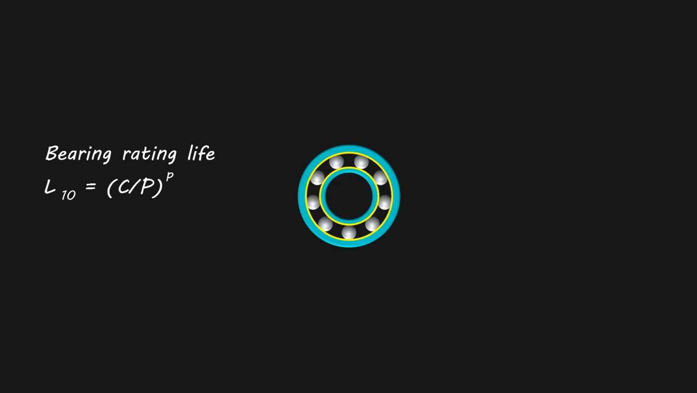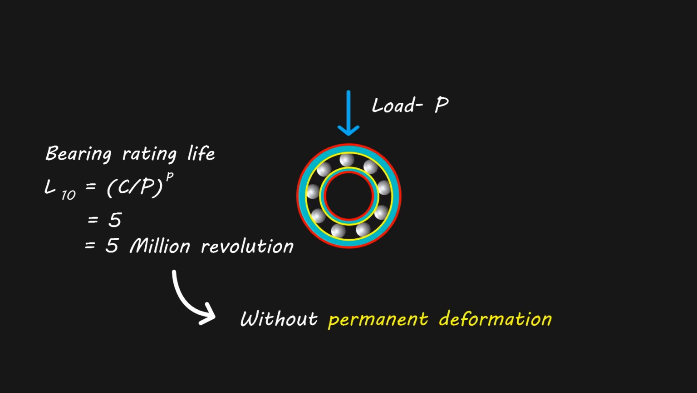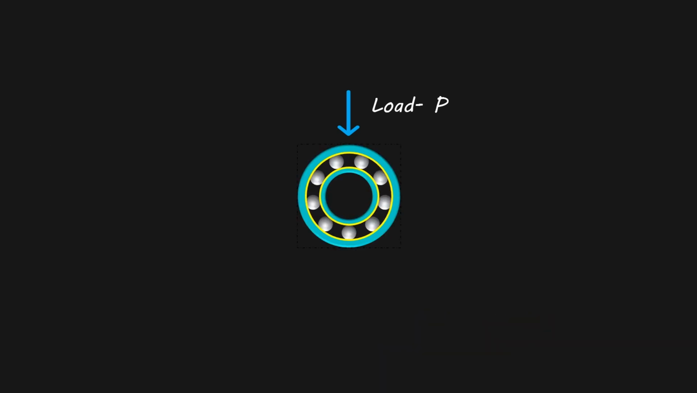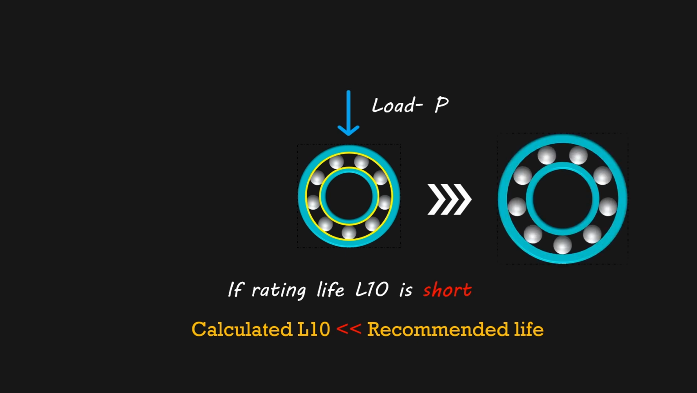For example, if the bearing rating life L10 of the selected size of bearing is 5 million revolutions at a given load, it means the selected size ensures that the bearing will run for at least 5 million revolutions without getting permanently deformed, as well as without failing because of fatigue failure before 5 million revolutions under the given applied load. If the rating life L10 of the selected size is shorter than the recommended life of the bearing for a particular application, then we should go for a larger bearing size.